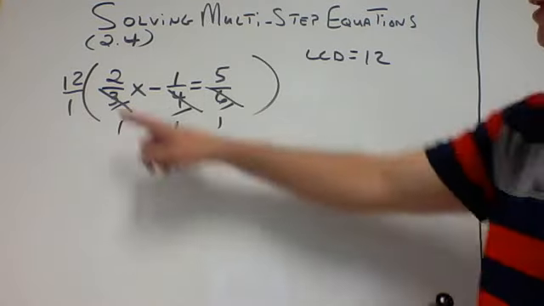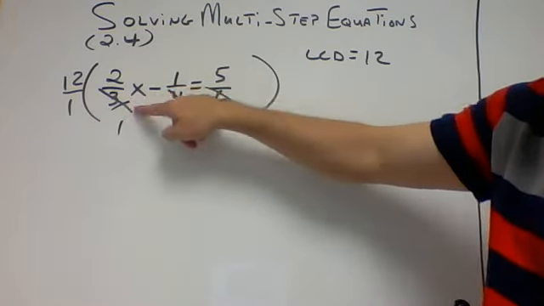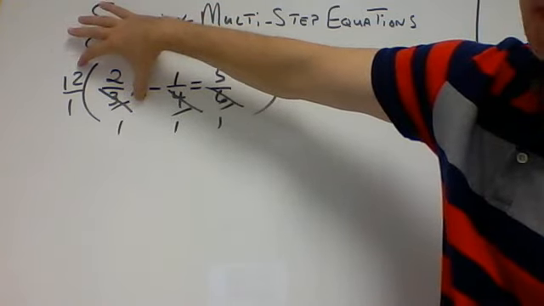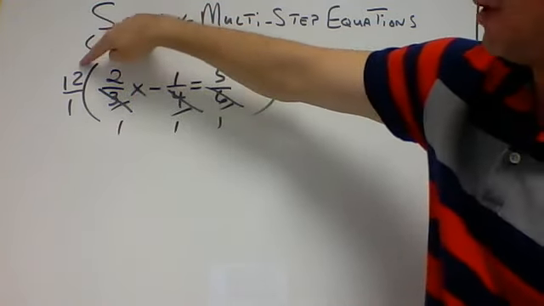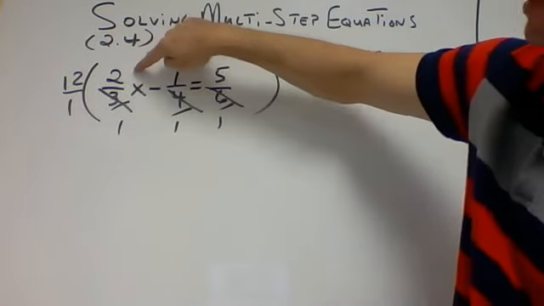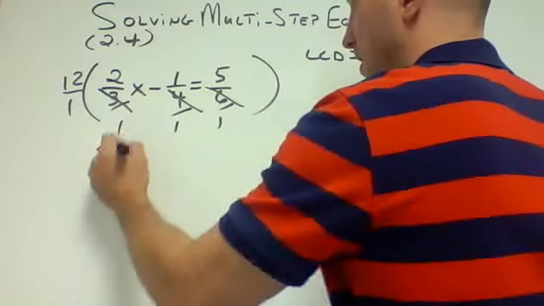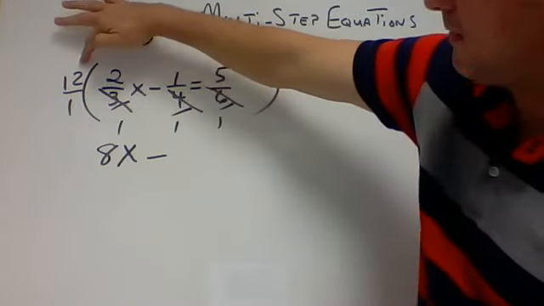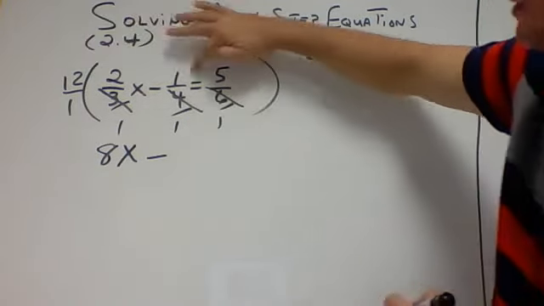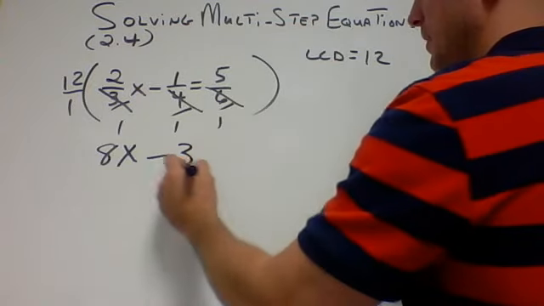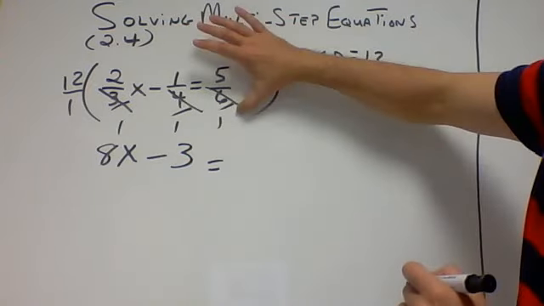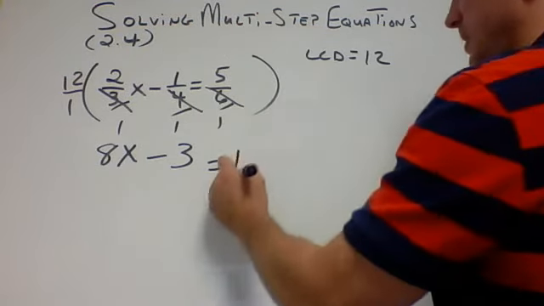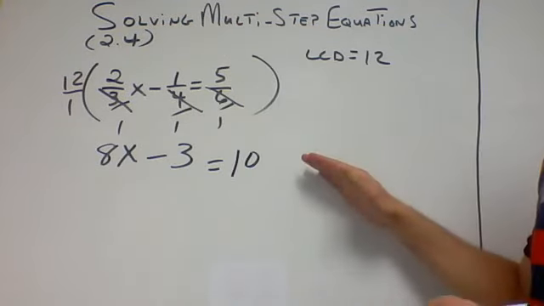The reason is 12/1 times 2/3. Take a numerator and denominator and multiply the fractions. The 3 becomes a 1. The 12 becomes a 4. 4 times 2 is 8. So you get 8x minus. The 4 becomes a 1. The 12 becomes a 3. 3 times 1 is 3 equals. The 6 becomes a 1. The 12 becomes a 2. 2 times 5 is 10. Nice. All the fractions are gone.